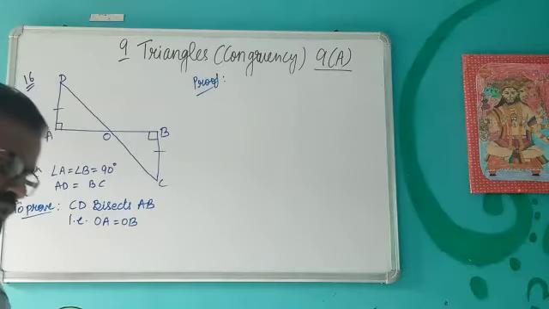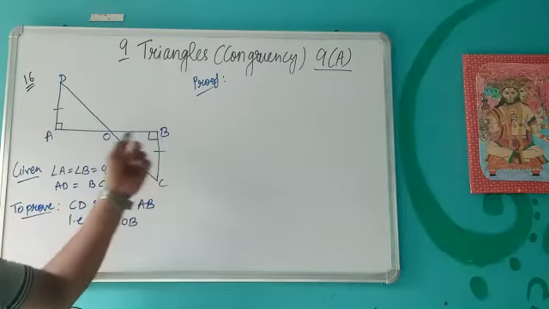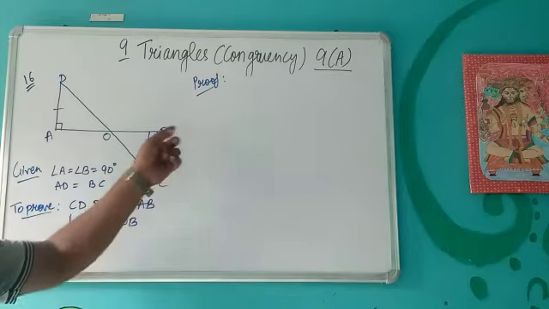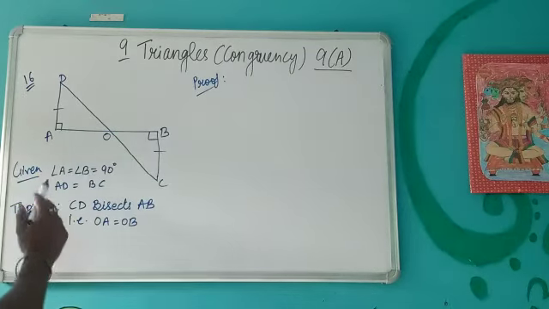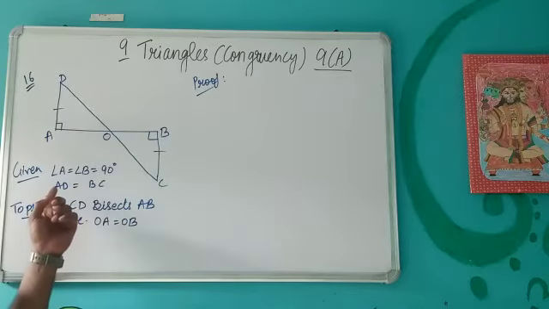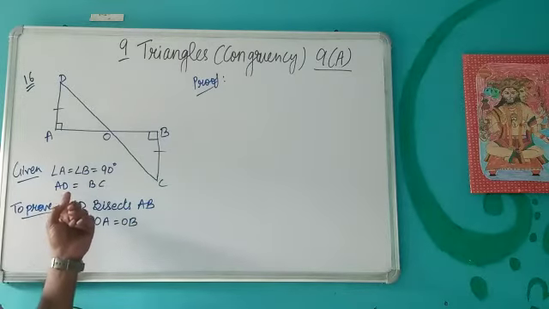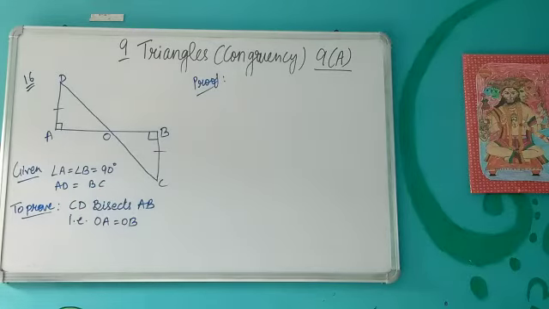So in question number 16, it is given that AD is perpendicular to AB and BC is also perpendicular to AB. That means angle A is equal to angle B is equal to 90 degrees. Then what else is given? They are equal perpendiculars, that means AD equal to BC. Now what we have to prove?